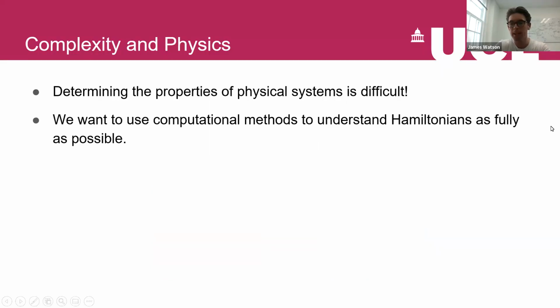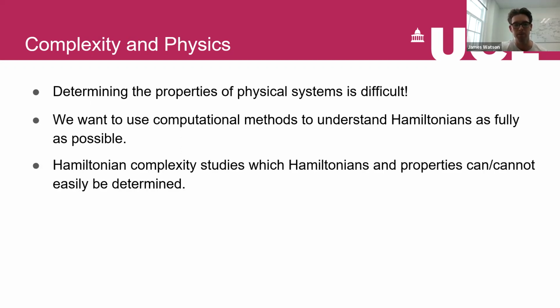So as many of you may already be aware, determining the properties of a general physical system is actually quite difficult. Unfortunately, we can't usually write nice closed form analytic expressions for the properties of the physical system, and so we have to resort to computational methods. And so what we want to do is use computational methods to understand the Hamiltonian, the thing that describes a physical system, as fully as possible.